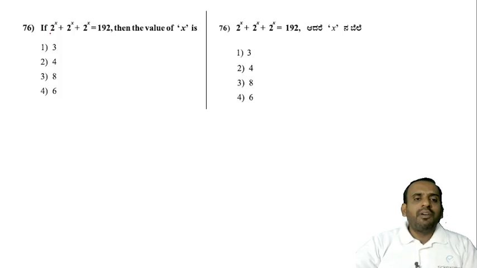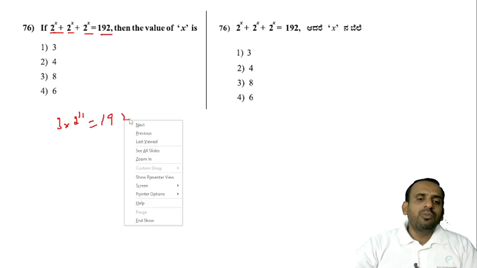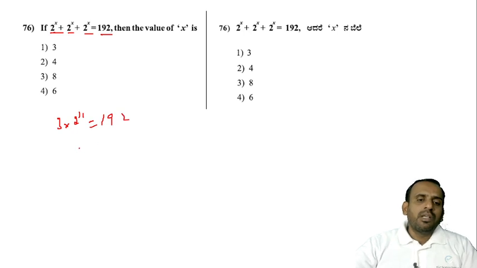If 2 to the power of x plus 2 to the power of x plus 2 to the power of x is equal to 192, then the value of x is, so we have the same number 3 times, so we will say 3 into 2 to the power of x is equal to 192. Now 2 to the power of x will remain here, 192 is here, this 3 will come down on this side, it will get divided here.